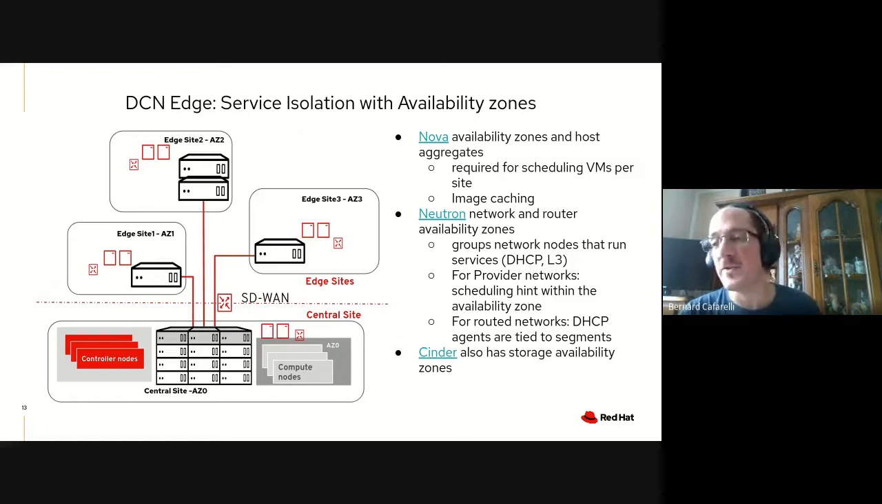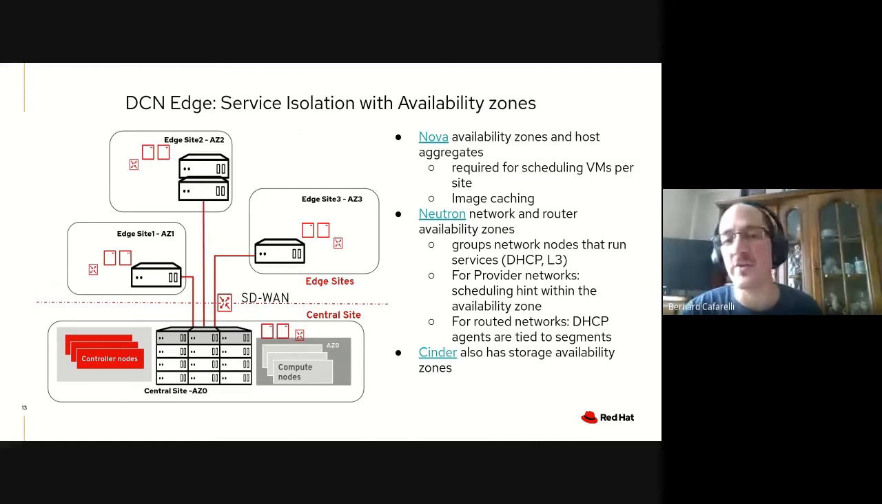Okay, so I talked quite a bit already about availability zones. Here are some more details, because availability zones in OpenStack is a big subject, and most projects have their own definitions. Important here for our case, we have Nova availability zones, which are the user-facing interface to host aggregates. A host aggregate is a group of compute nodes that you regroup in an availability zone, which will be, in our case, an edge site, usually.